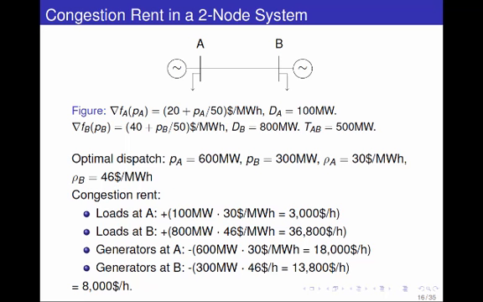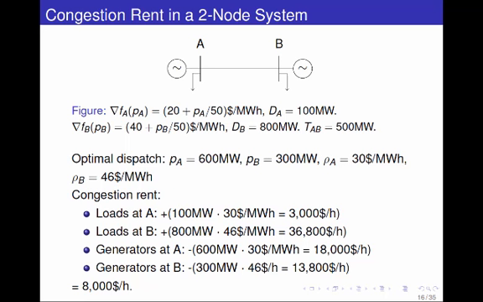What you want to do is see how much demand you have in this area. So that's 100 megawatts times the payments they're making, which comes out to $3,000 per hour. Loads at B is 36,800. But if you compare that to the payments received by generators, it turns out that there's an excess. The reason that's happening is because there's more demand located in the expensive area. So the surplus is $8,000 per hour, and that we call the congestion rent.